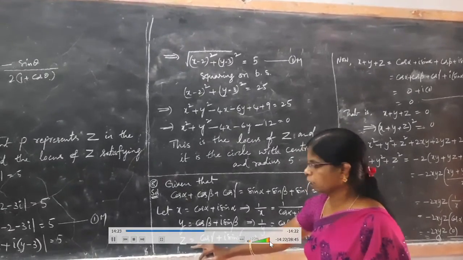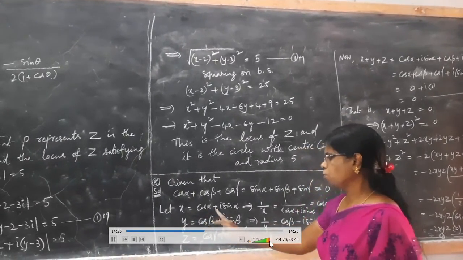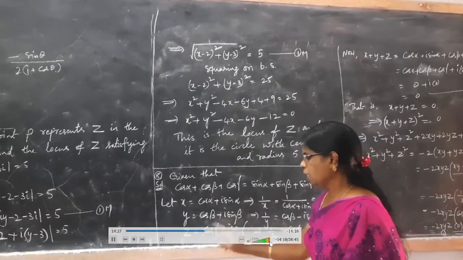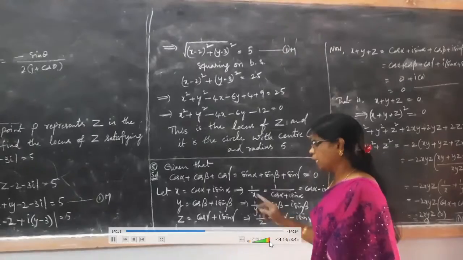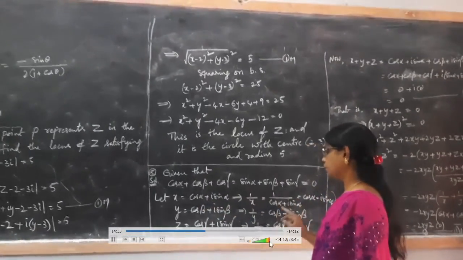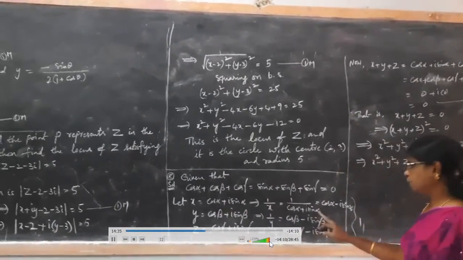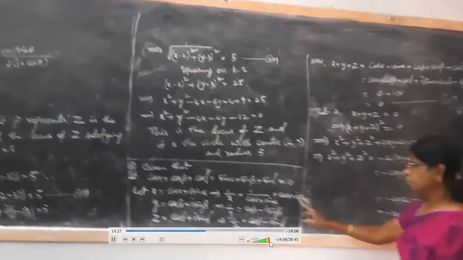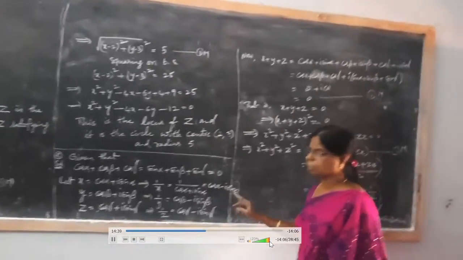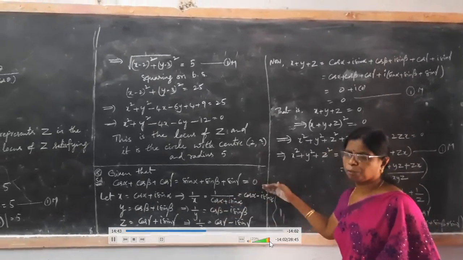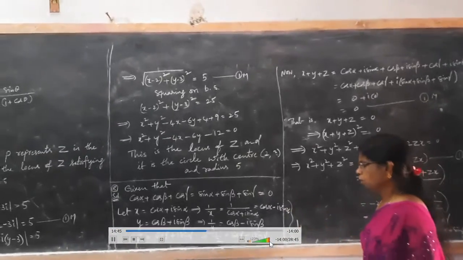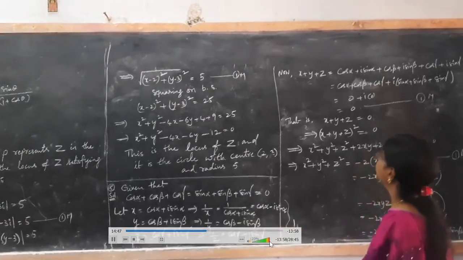In the solution, first we assume this. This is a solved problem in your textbook; once again you can check. x is equal to cos alpha plus i sin alpha, similarly we assume y and z. Now 1 by x is 1 by cos alpha plus i sin alpha, that is cos alpha minus i sin alpha. This you learn in De Moivre's theorem. That is, when the sin alpha goes from the denominator to the numerator, it becomes sin minus alpha. Okay, see how we have written it here.